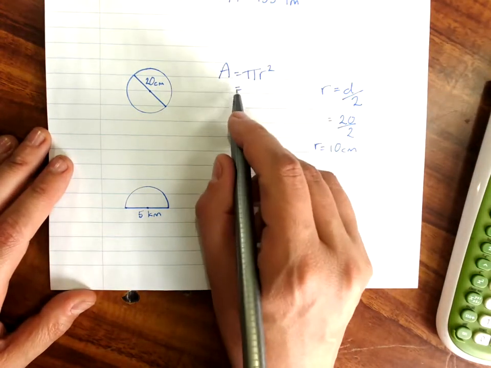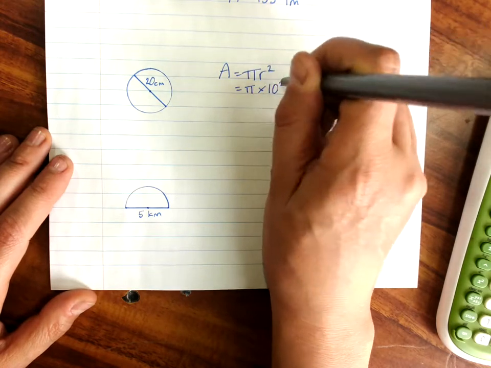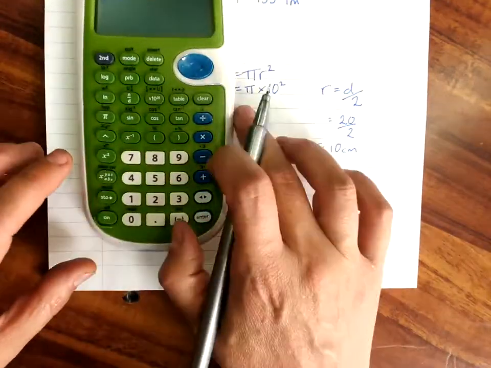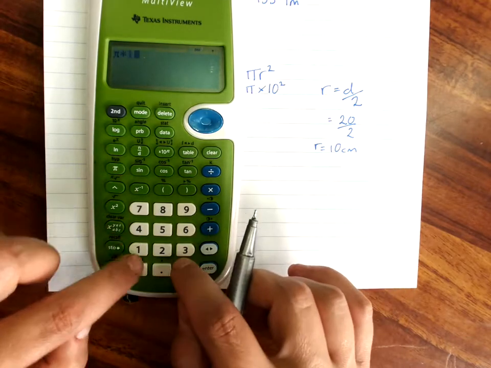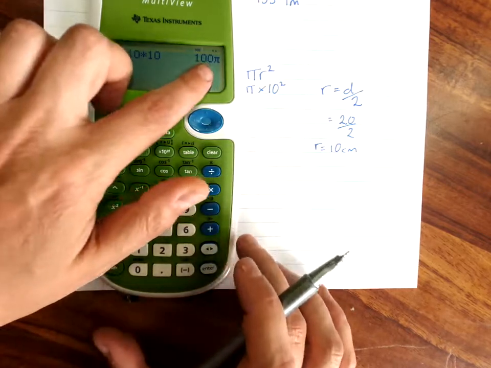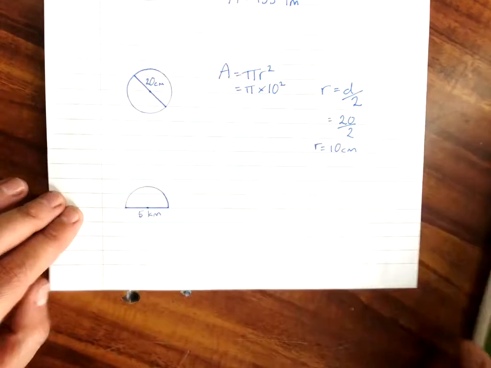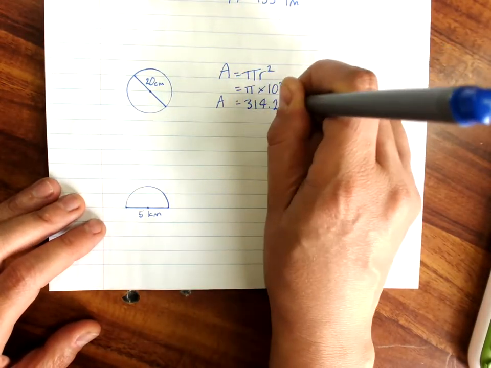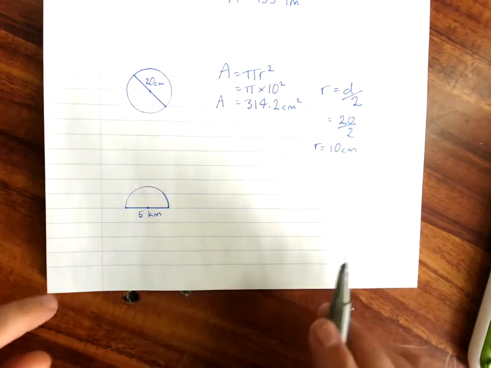So then, equal signs underneath, this is pi times 10 squared. Get your calculator now that you've written down what you need to do. Pi times 10 times 10, or I could have used the square button. Now that's 100 times pi, which is very helpful, calculator. I'd like the proper answer, please. Area is 314.2 centimeters squared. Perfect working right there.